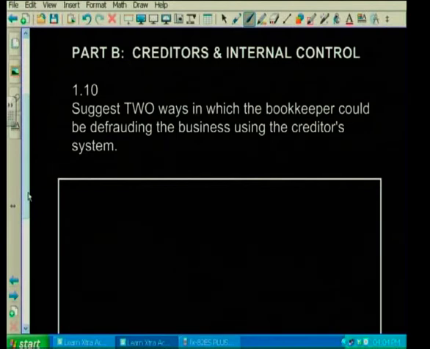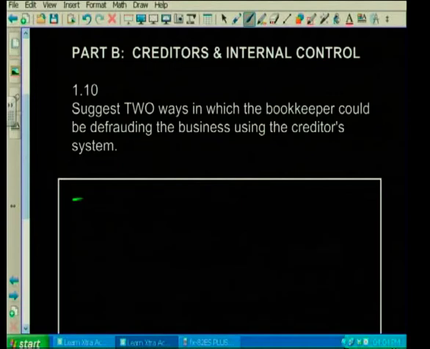Next one, suggest 2 ways in which the bookkeeper could be defrauding the business by using the creditors system. We've alluded to this. Let's identify them. Number 1, how could a bookkeeper using the creditor system be defrauding the business? Think of examples. And we're not asking you to think like a crook, because we want to catch the crook. That's what accounting is all about, guys. Accounting is a control mechanism. We need to put controls in place to ensure that our assets are safeguarded. Now, our creditors. How could a person defraud the system?